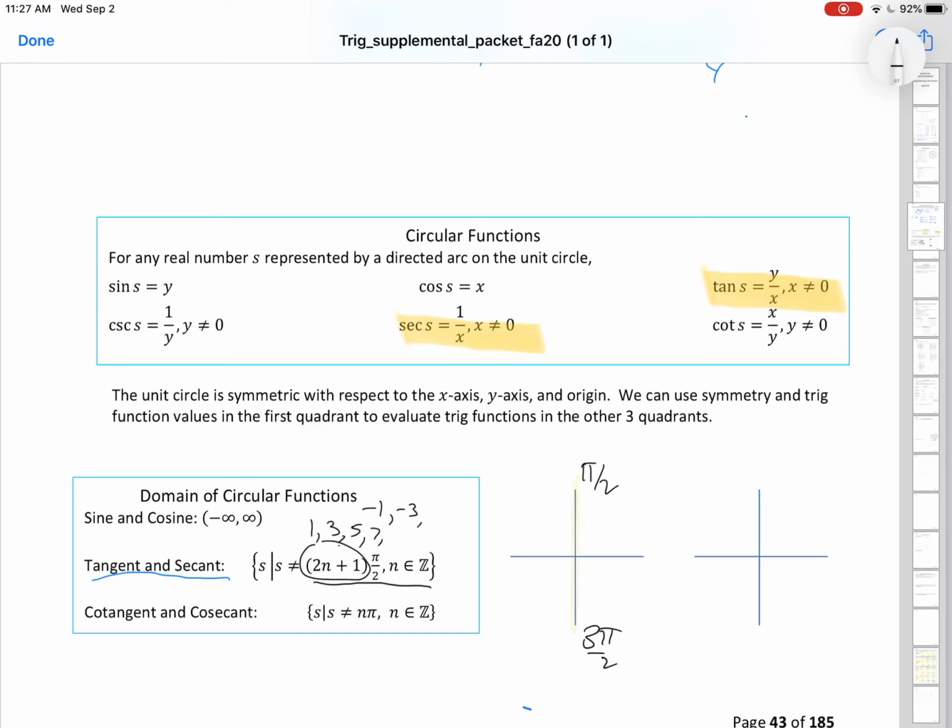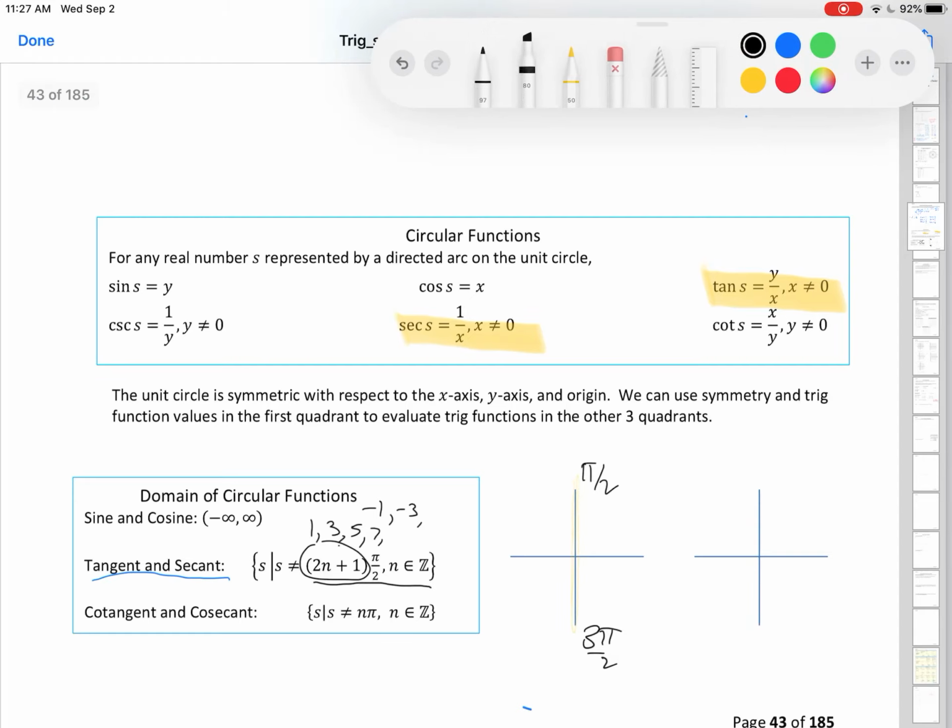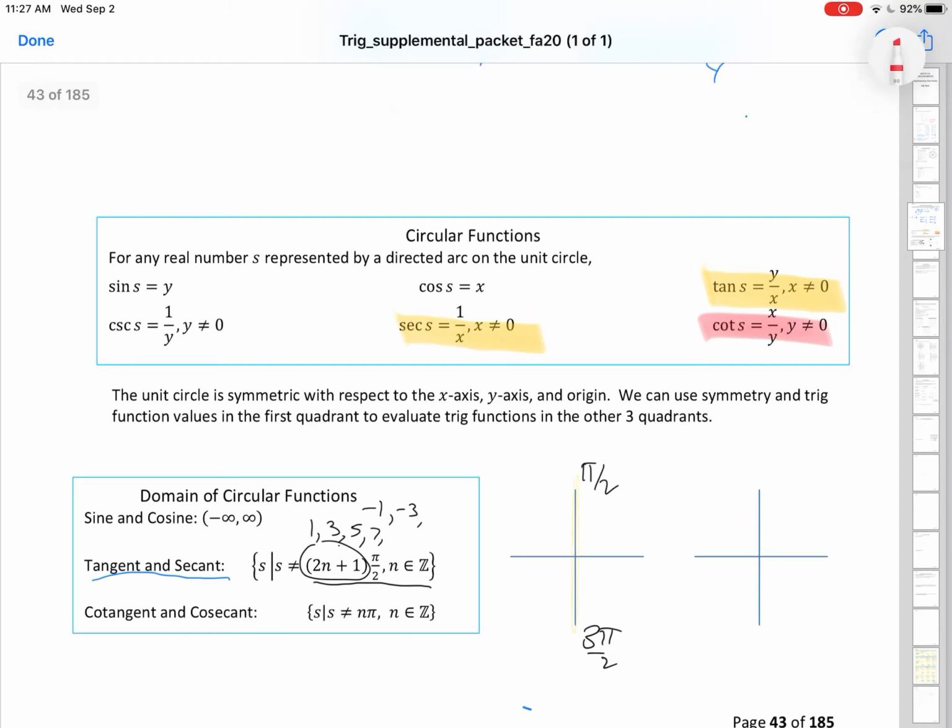Now, why pair cotangent and cosecant together? Let's take a look at that. We'll highlight those in red. Look who's on the bottom, y. Where's my y 0? Right here. So where are we going to have a problem? At any multiple of pi. Remember what this is.